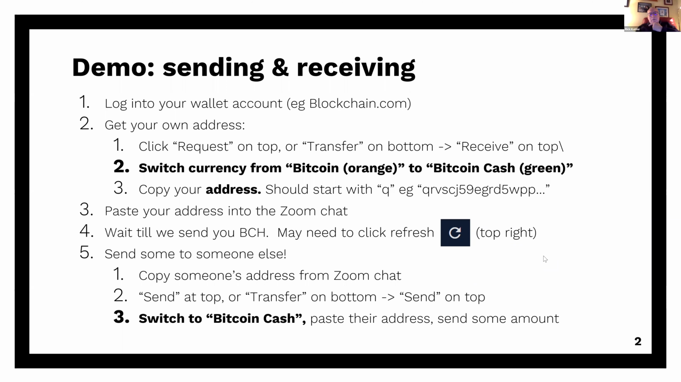Jacob, so when you sign up for blockchain.com and you have a wallet address, is that a blockchain.com wallet address? Yes, that's an address specific to them. That is not part of Bitcoin or Bitcoin Cash.